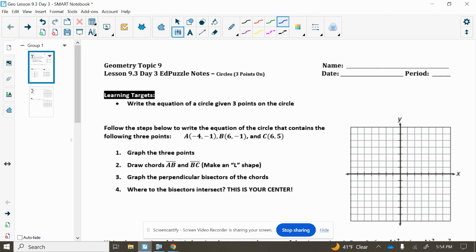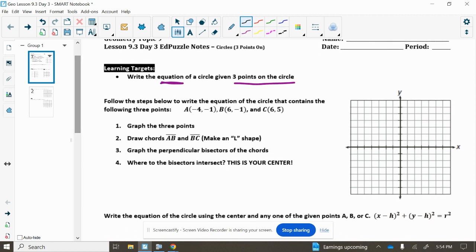And welcome to the last part of lesson 9.3. Today we are going to talk about writing the equation of a circle given 3 points that are in fact on the circle. So as we start these problems, the biggest thing we know is we need to start having a circle with the center being given to write the equation. This time we're not given the center, but we are given 3 points that are residing on our circle.